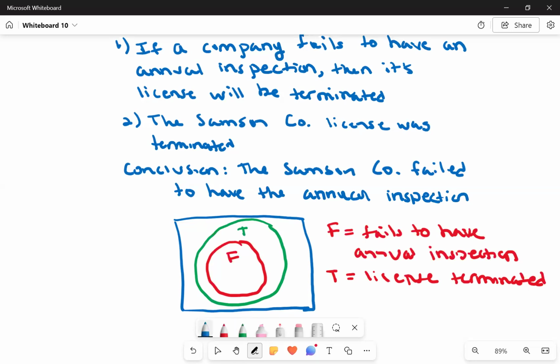And the problem is that's all we're told. And therefore I can draw Samson's Company right here. There's Samson's Company. Let's say that that's where they're at. That would mean then that we wouldn't get to conclude that they failed the annual inspection, because there's probably other reasons for a license to be terminated than to not have the annual inspection. So this is not a valid argument, because I can draw this in a way that makes their conclusion not valid. So it's an invalid argument.